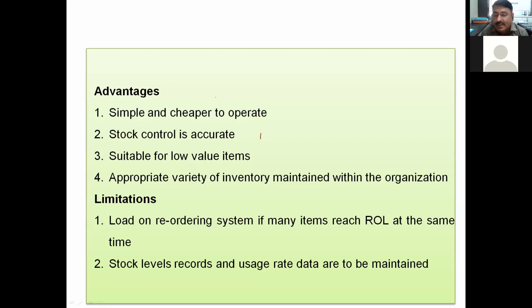So here there are different items. As it is for low value items, a different variety of items is maintained within the organization. A good inventory can be maintained under this Q system. So these are the advantages.